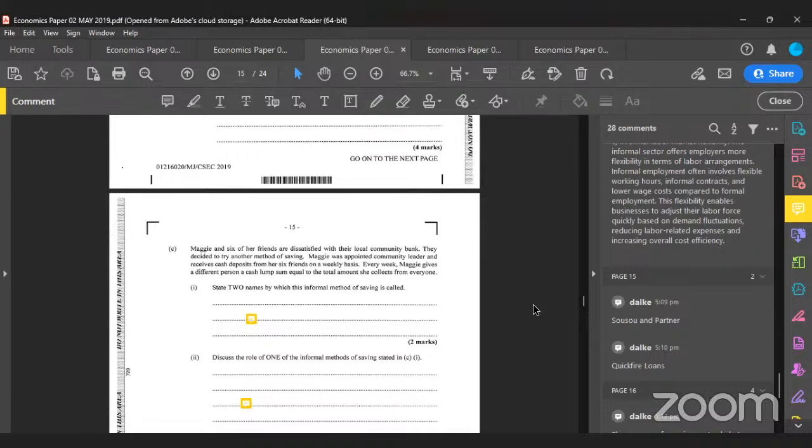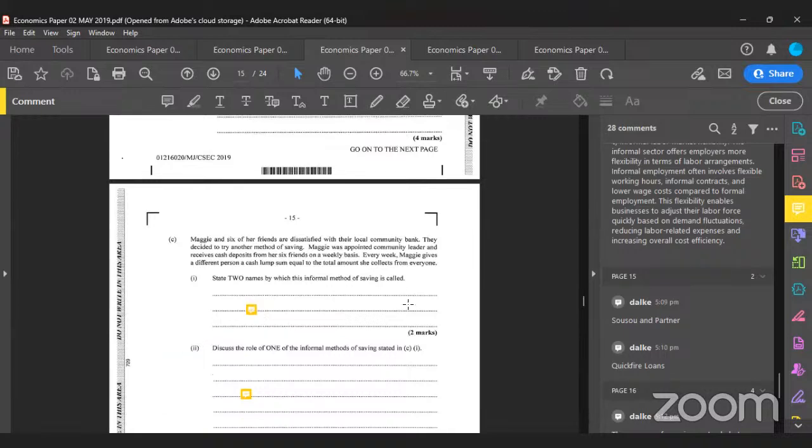All right, so she receives cash from 6 friends. Every week, she gives a different person the cash lump sum equal to the amount she collects from everyone. State 2 names by which this informal method of saving is called. And this is called in Jamaica partner, and in some other Caribbean islands, it's called susu. I don't know if I pronounce susu correctly, but I think that's how it's pronounced.